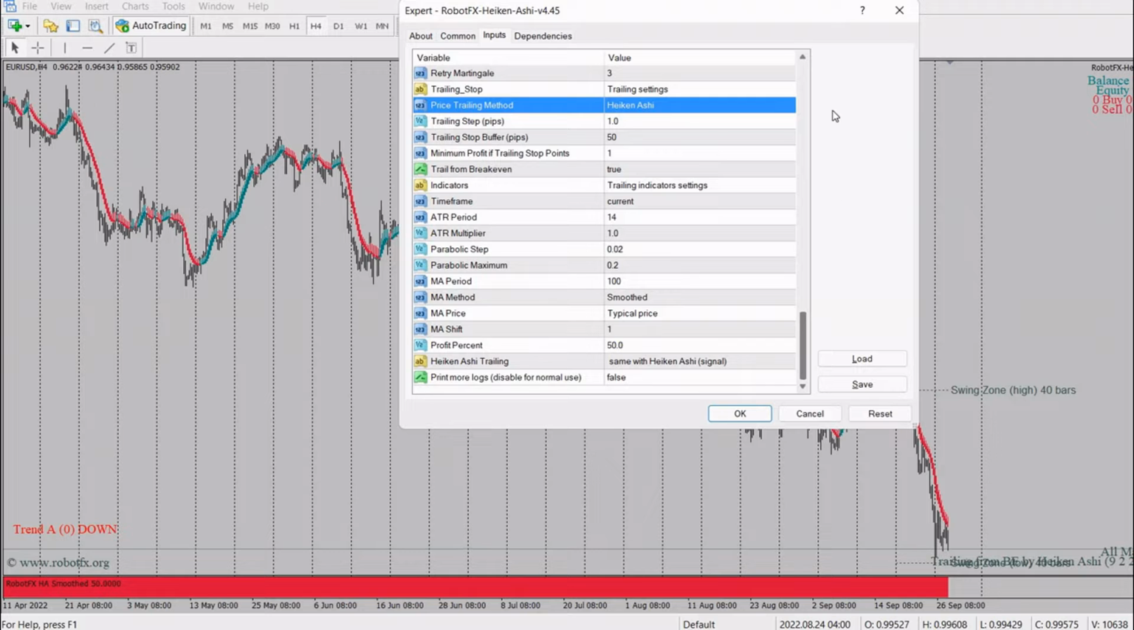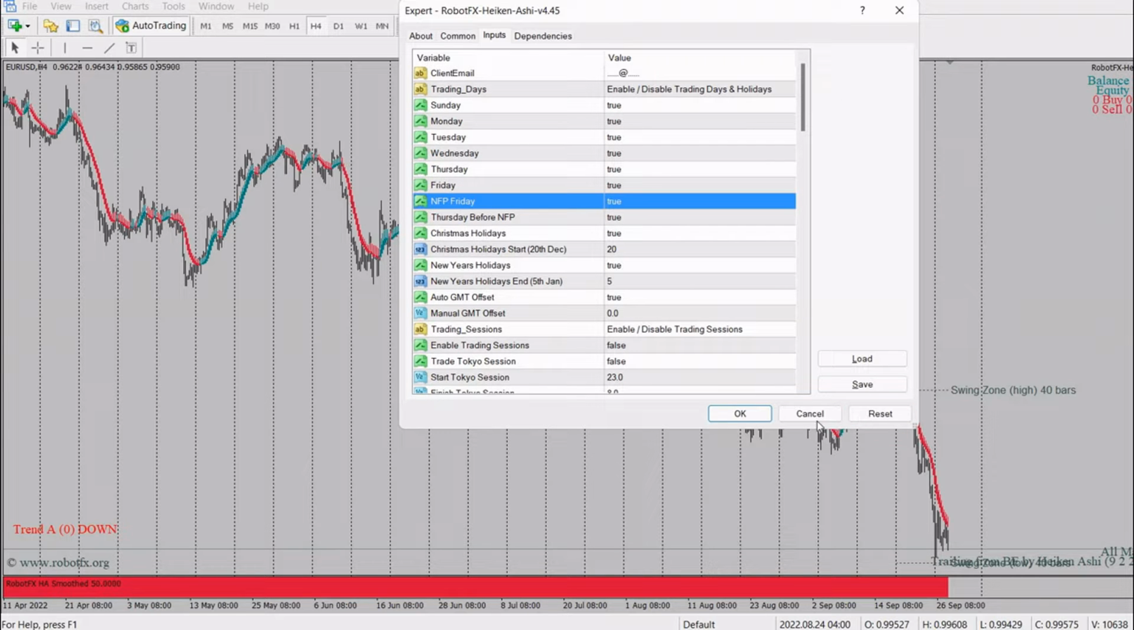So right now, this is it. This is how easy it was to determine the trend and to trade with the trend according to the Heiken Ashi indicator. Next, I'm going to focus on explaining all the settings and what they do.